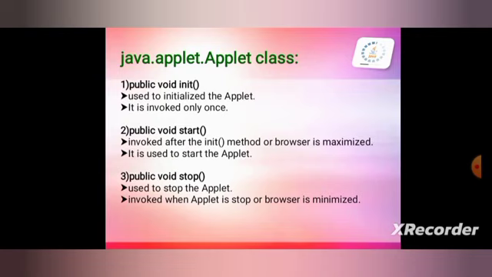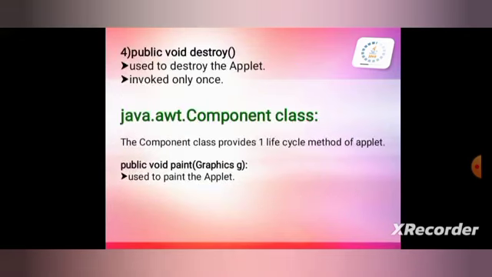The public void stop method is used to stop the applet which is currently executing in a JVM. It is invoked when the applet is stopped or the browser is minimized. The last method is destroy. Destroy is used to completely destroy the applet program. It is also invoked only once in the applet. In the java.awt package, the java.awt.Component class has only one lifecycle method, that is paint. It is used to paint an applet. That means we have to write the programs inside the paint method.